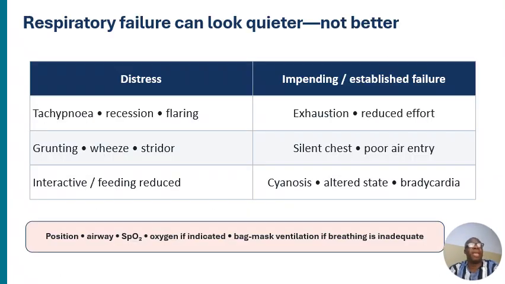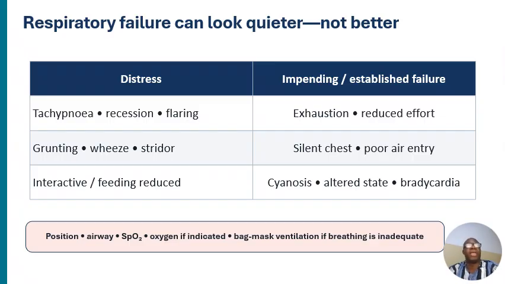Now we move from malaria to respiratory emergencies, but our ABCDE logic remains the same. Respiratory distress includes tachypnea, chest recession, nasal flaring, grunting, wheeze, or stridor. The child is working hard to maintain gas exchange in all of these cases. Impending respiratory failure may look deceptively quieter.